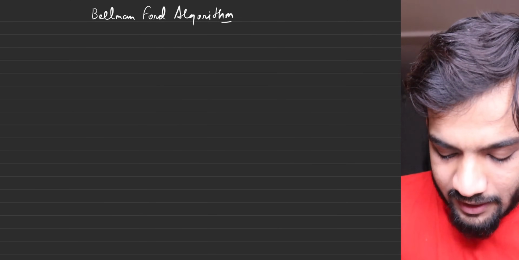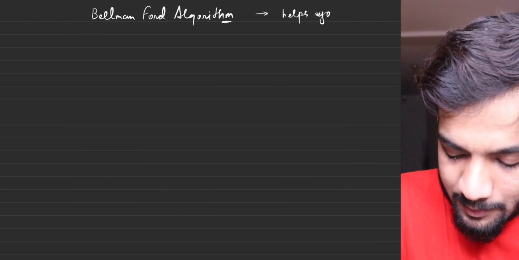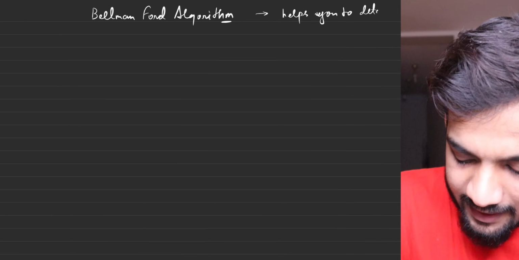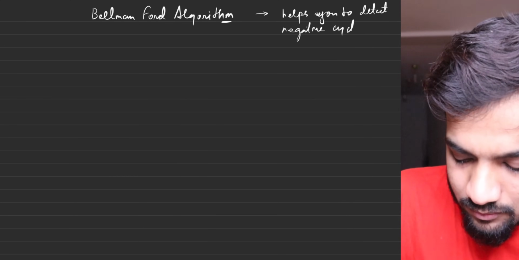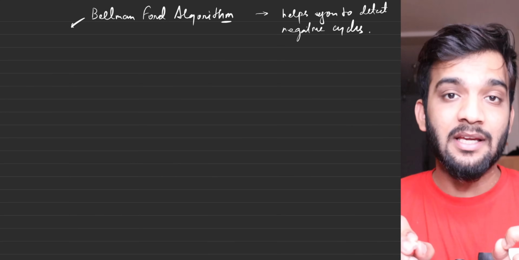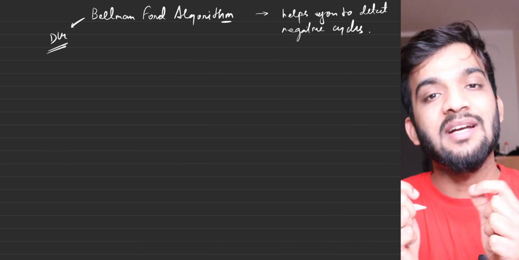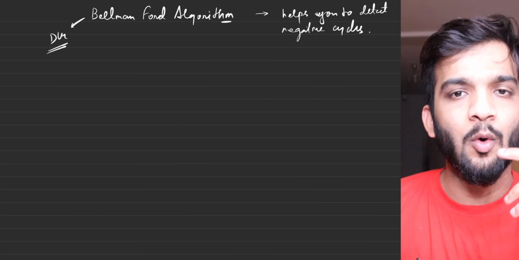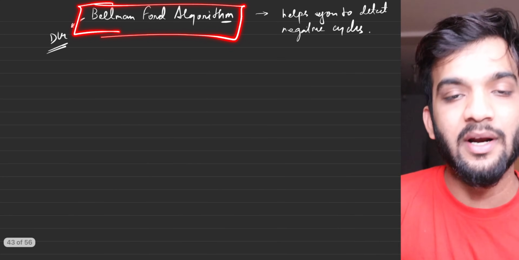So Bellman Ford is an algorithm that helps you to detect, remember this, that helps you to detect negative cycles as well. That's the specialty about Bellman Ford, and it is applicable only on DG. What is DG? Directed graphs. Now you might be thinking, what if it's an undirected graph? Then how do you apply the Bellman Ford algorithm to it?